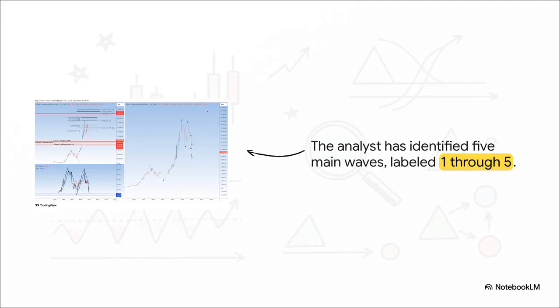And if you look back at our chart, you can see this theory in action. See those big numbers? The analyst has labeled what they believe are 5 distinct movements: 1, 2, 3, 4, and a potential wave 5. That's what they see as the main long-term direction of the stock.